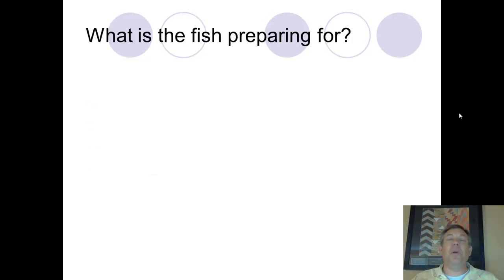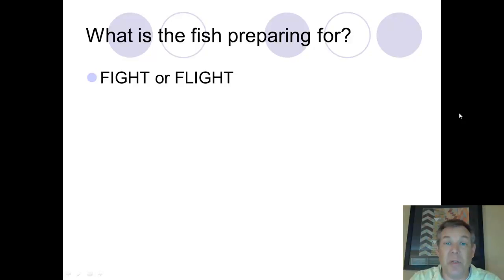Well, it's pretty obvious what all these things are designed to do. The fish is preparing for fight or flight. So something has stressed this fish out, and it's either going to have to fight with the thing or it's going to have to run from the thing. And all those changes obviously help the fish get ready to fight or run away. So your heart rate goes up, your breathing goes up, your gills become more permeable, you can exchange gases faster, your blood glucose goes up so you can burn more energy faster.